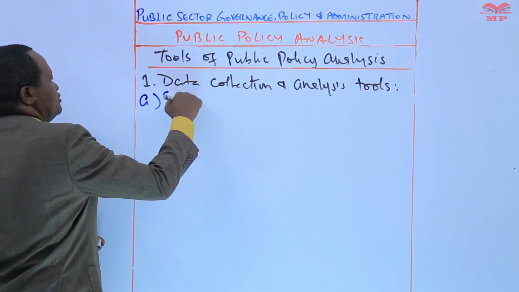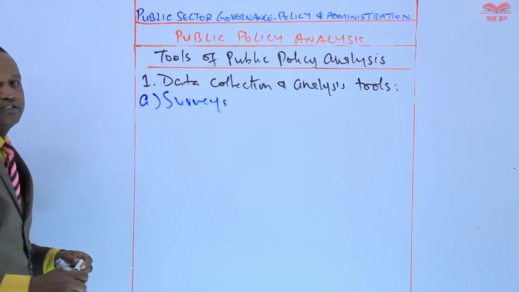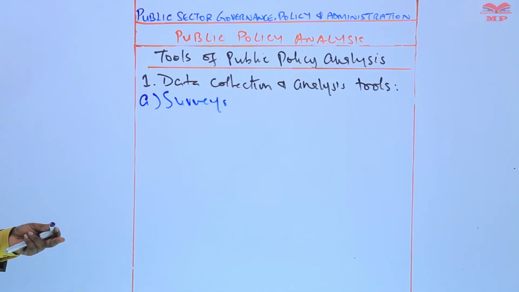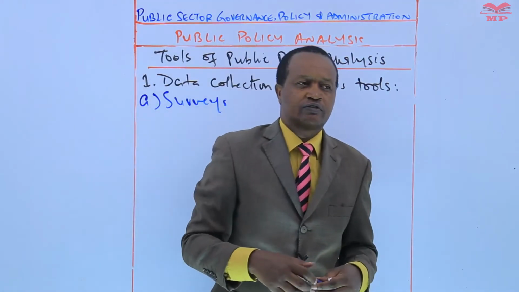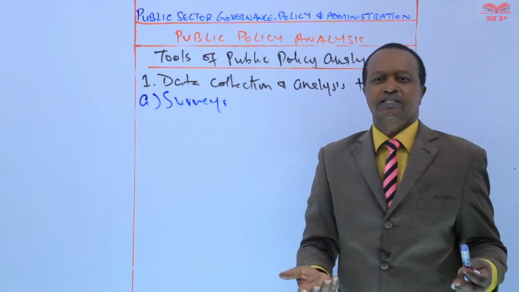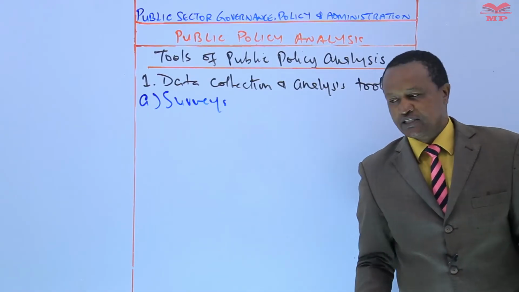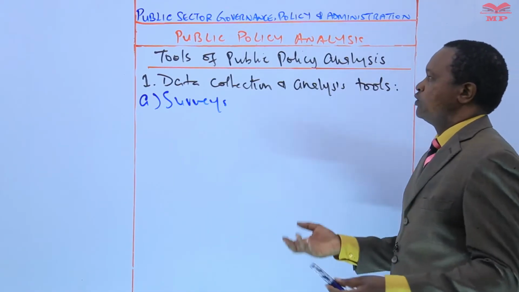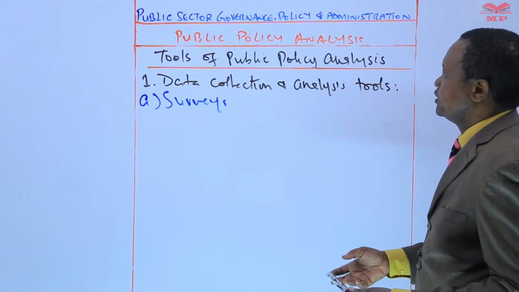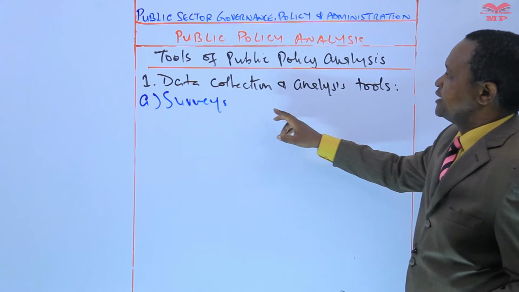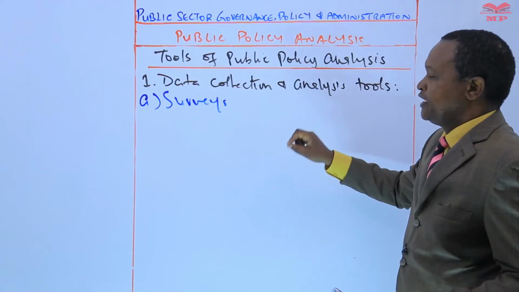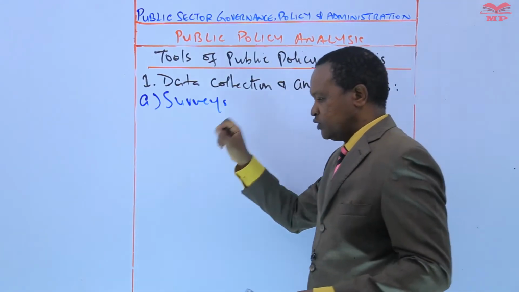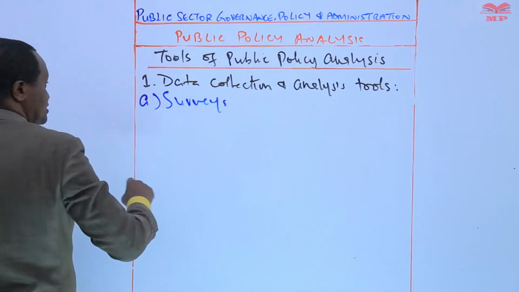Surveys. This means gathering quantitative and qualitative data from individuals, from groups, in order to understand their opinions, their experiences, their behaviors, and so on. So this is the first tool that may be used in data collection. The analysts can carry out surveys from people, from individuals, from groups, from companies, and so on.